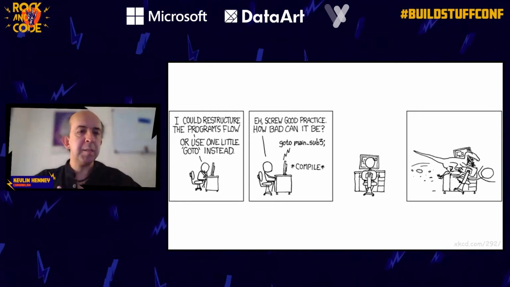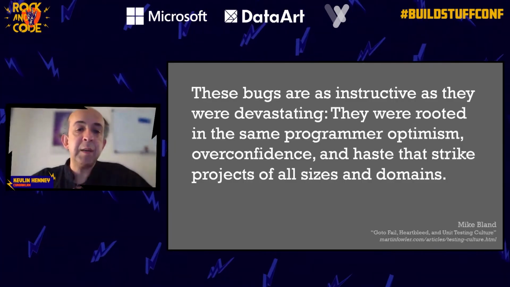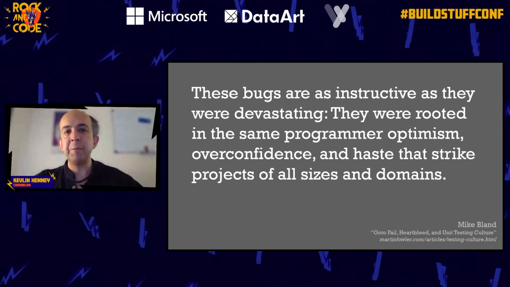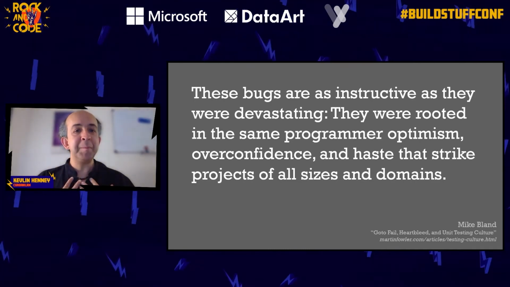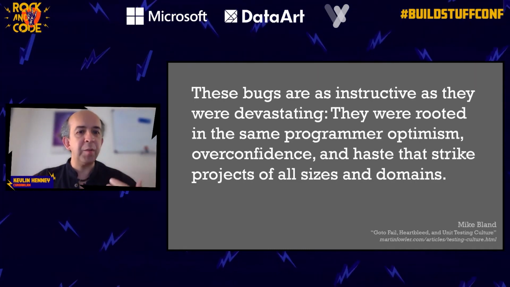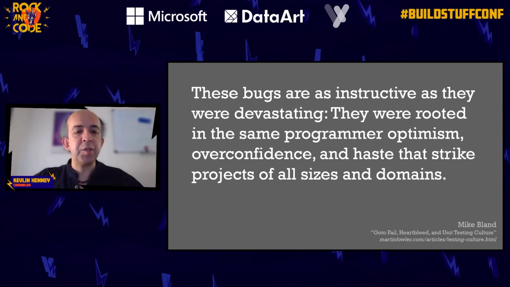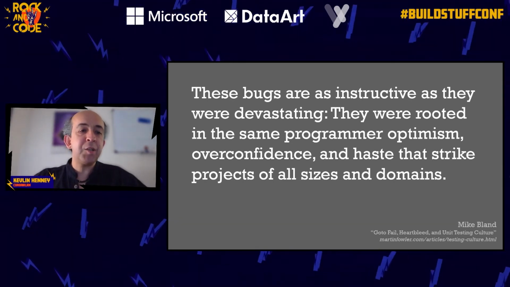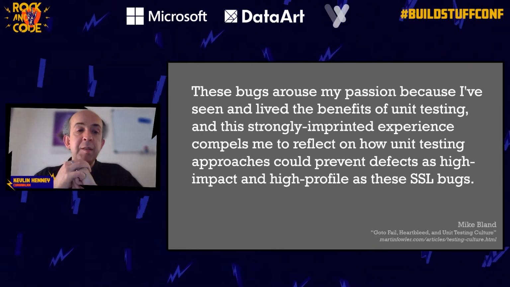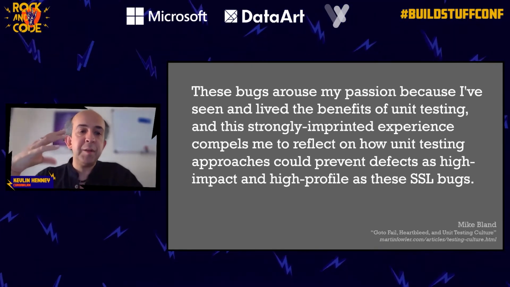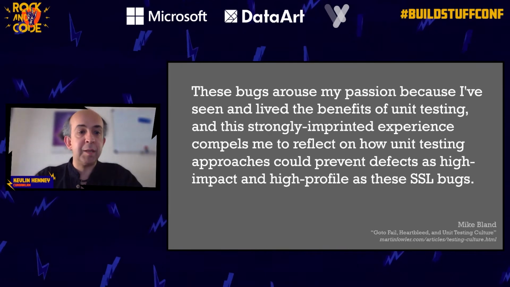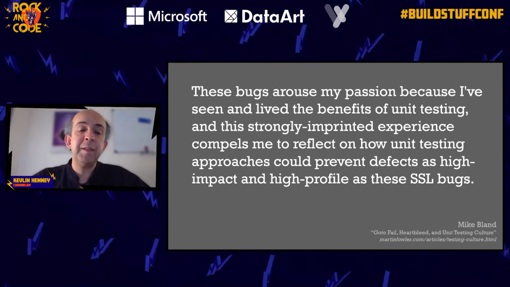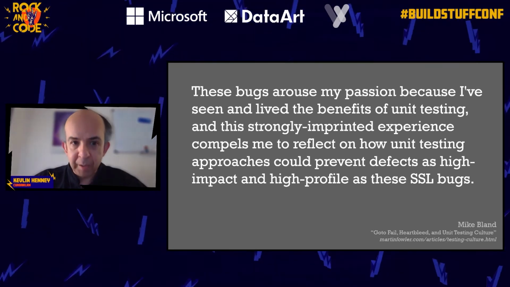As Mike Bland says, these bugs are as instructive as they were devastating. They were rooted in the same programmer optimism: it can't happen to me. Overconfidence and haste that strike projects of all sizes and domains. These bugs arouse my passion because I've seen and lived the benefits of unit testing, and this strongly imprinted experience compels me to reflect on how unit testing approaches could prevent defects as high impact and high profile as these SSL bugs.